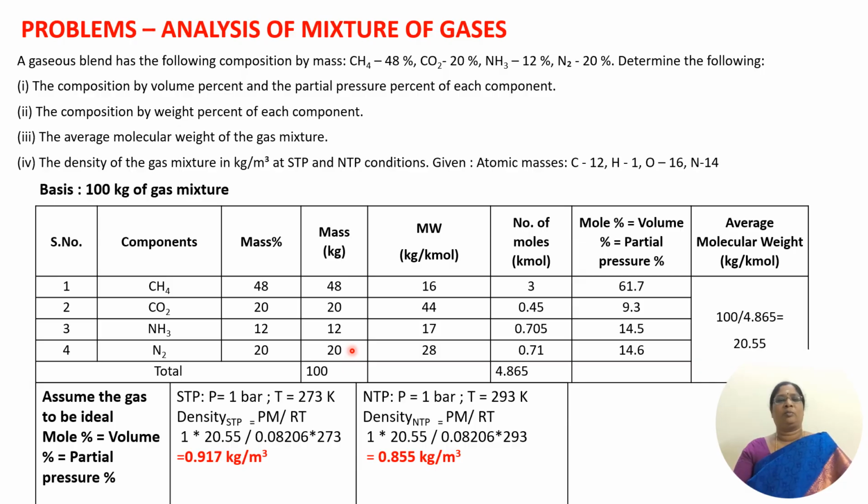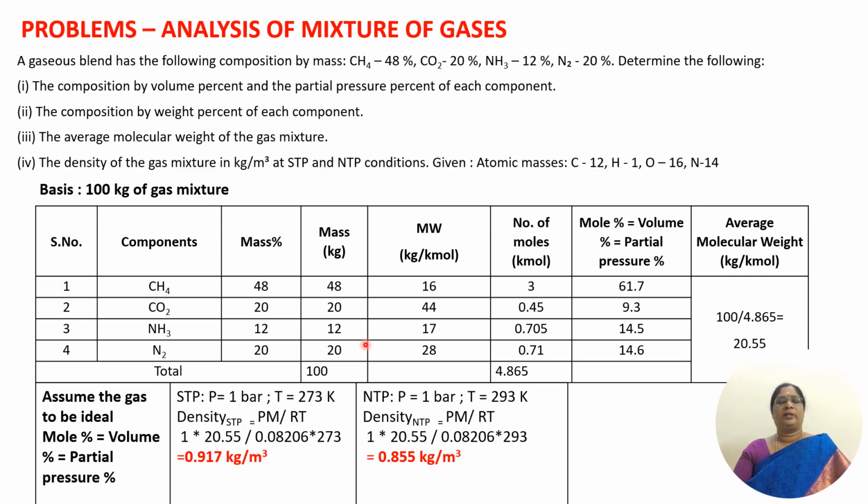And let us write down the molecular weights of the constituents. For CH4 it is 16, CO2 44, NH3 17 and N2 28. Then the number of moles can be calculated by using the formula mass divided by molecular weight. That is 48 by 16, which gives 3. For the second one, 20 divided by 44 is 0.45.